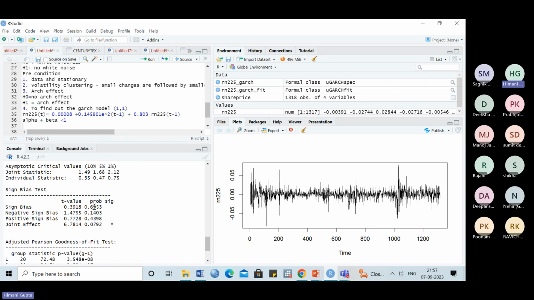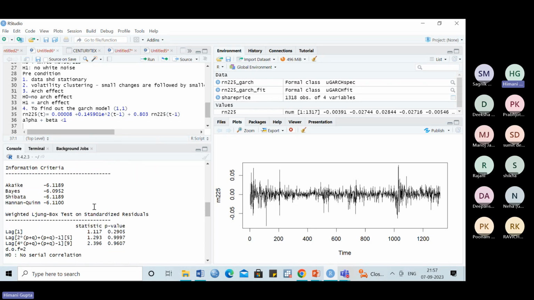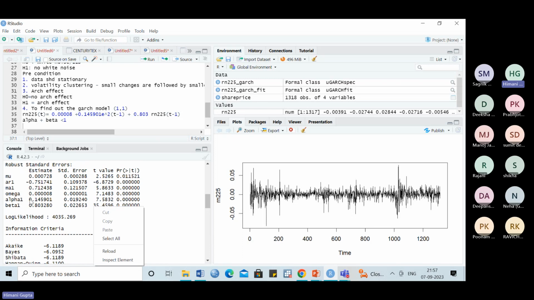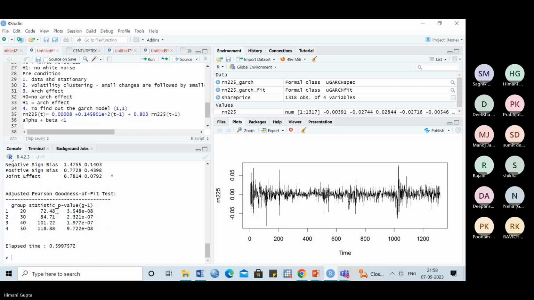If it becomes significant, automatically alpha will become negative, and it says that you have to use the asymmetric model. You can use the asymmetric model also, and I can use E GARCH, GJR GARCH, P GARCH, T GARCH, I GARCH, mean GARCH, you can use anything, that means.